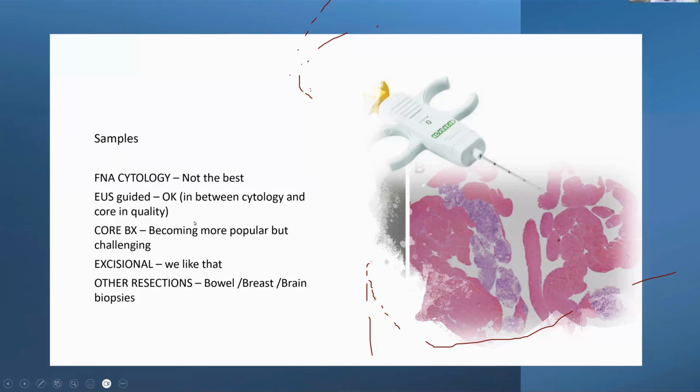The core biopsy is becoming more popular and challenging, and we are seeing it more often these days. So become familiar with the core biopsies. I think this is important because that is what you will be assessing in the next few years. But excisional biopsy will remain the gold standard for assessing the lymph node architecture.